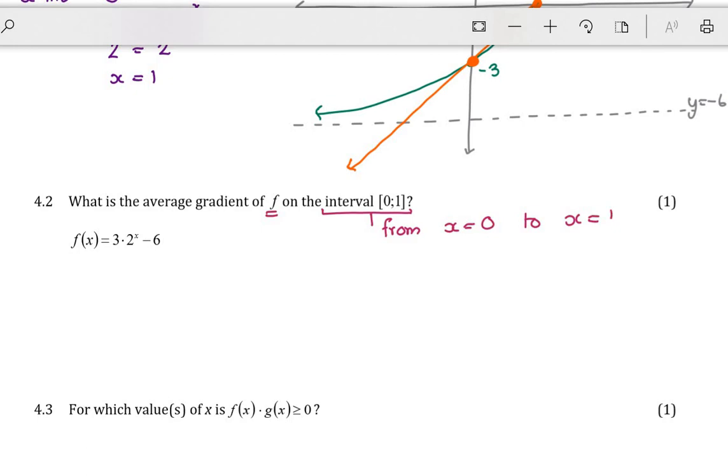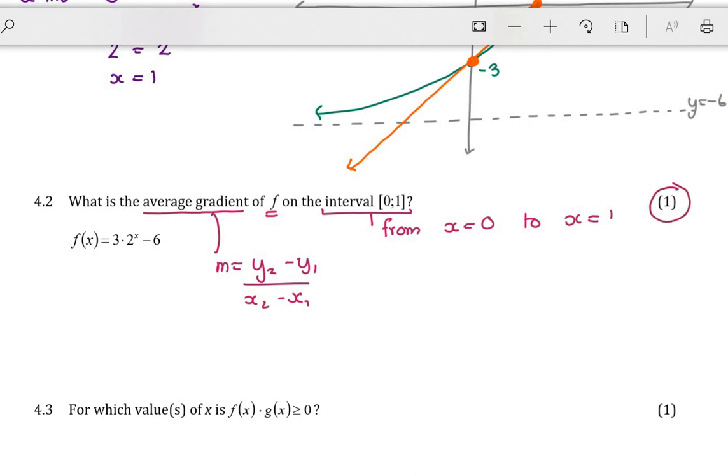Now, this is a fairly common question. We've done this before, and it says average gradient. And so average gradient, I know how to find average gradient. Average gradient is just pretend there's a straight line between those 2 points, y2 minus y1 over x2 minus x1. So I need to pretend that there's a straight line between those 2 points on the hyperbola and find the gradient. Now, it's only 1 mark.